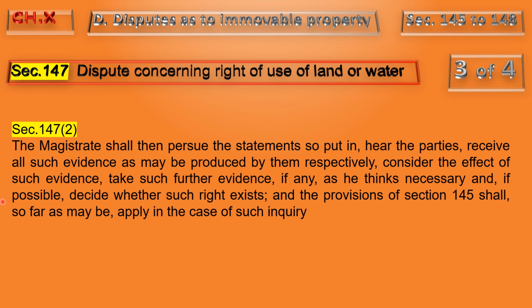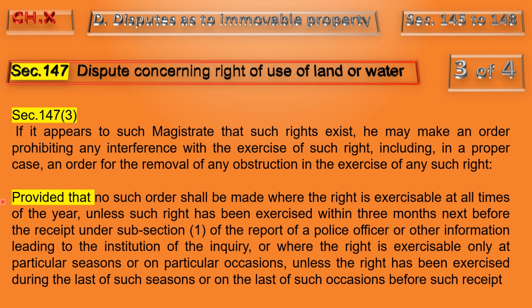Subsection 3 says that if it appears to such magistrate that such right exists, he may make an order prohibiting any interference with the exercise of such right, including in a proper case an order for the removal of any obstruction in the exercise of any such right. So subsection 3 is explaining to us that the magistrate is to satisfy himself that the right of user claimed appears to exist. Now the point to note over here is that it appears to exist, not that it is to be strictly proved. And on the other hand, the right of easement is not required to be proved. The fact of the user is sufficient. With the explanation I have already covered that.